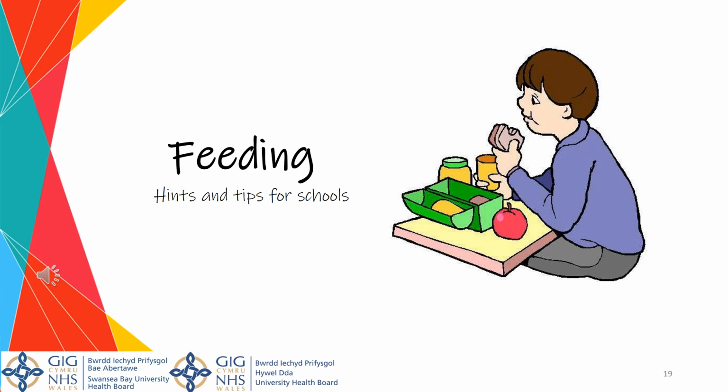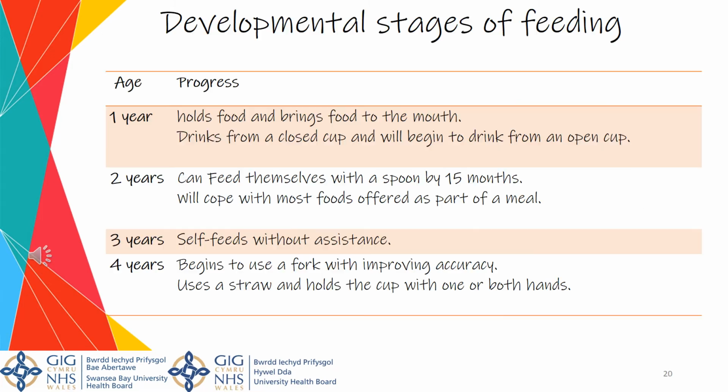This next section is going to be talking about feeding. So healthy eating is important for everyone, especially children, to ensure that they receive all the nutrients they need to grow and develop. Research shows that children who achieve a healthy weight tend to be fitter, healthier, better able to learn and more self-confident. This table provides an estimated guidance of what would be expected at each age group with regards to feeding.